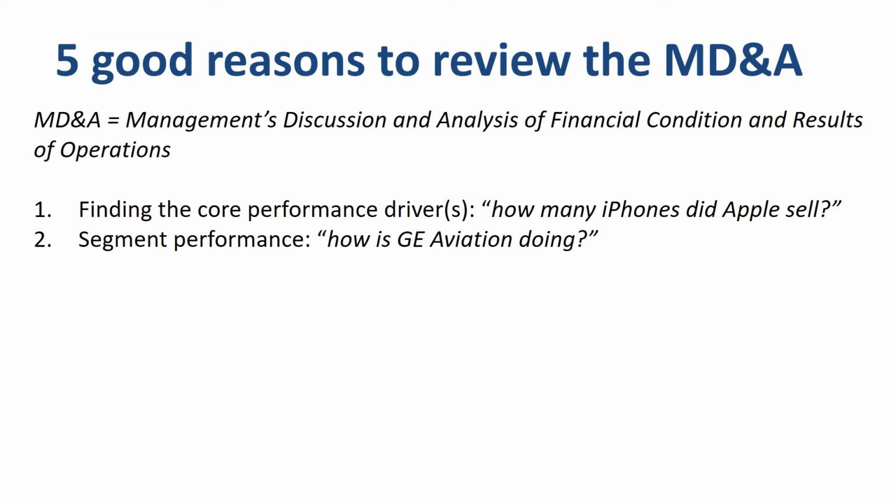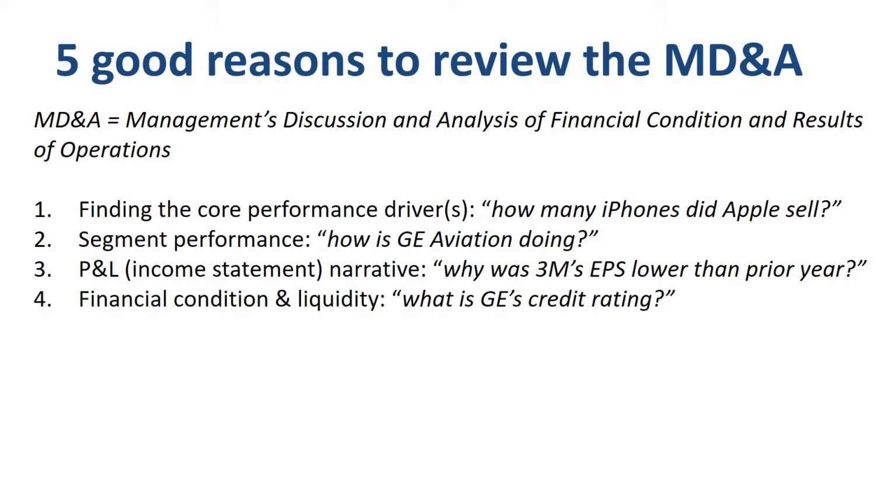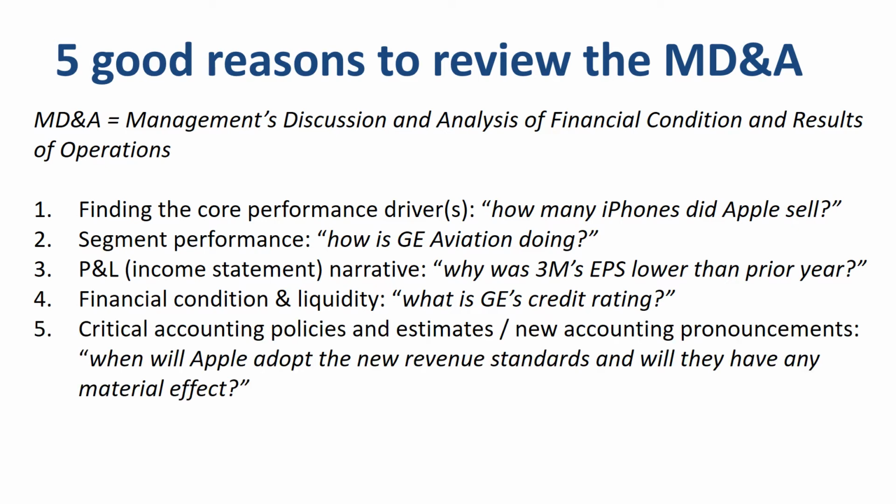Reason number 3. The MD&A gives a narrative on what happened year over year in the P&L, on items like earnings per share. Reason number 4. The MD&A has important information on a company's financial position and liquidity, so it helps you understand what is going on in the cash flow statement and balance sheet, and has data points like a company's credit rating. Reason number 5. The MD&A helps you identify the critical accounting policies that a company uses, and any upcoming changes in them.